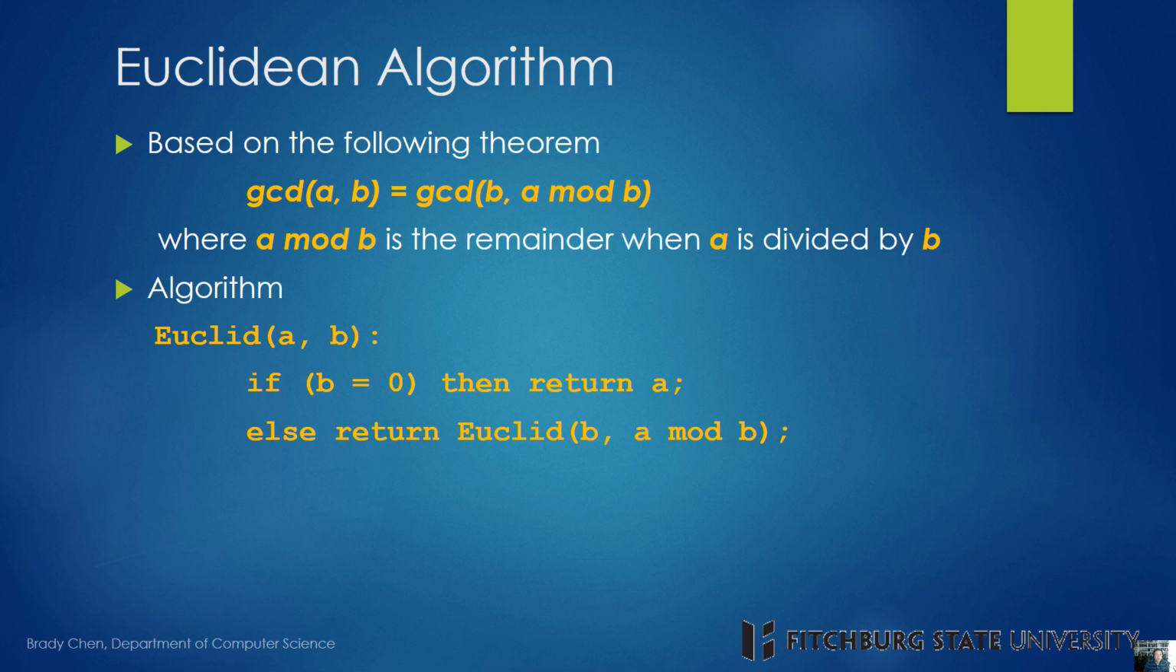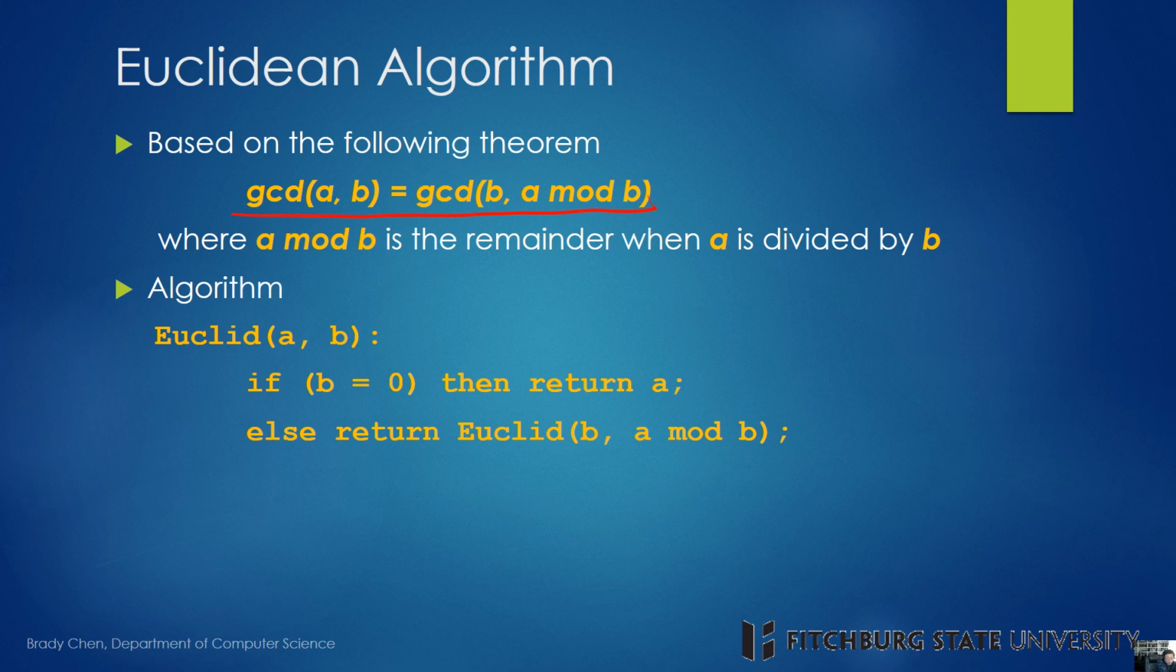Okay. Now let's state what the Euclidean algorithm is. The Euclidean algorithm is used by computers to calculate the greatest common divisor of two numbers. Now the Euclidean algorithm is based on the following theorem.